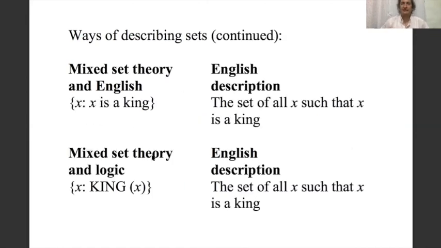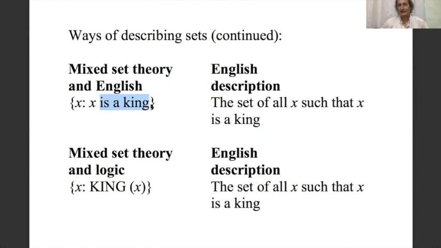In addition to these, we have 2, again, informal ways of describing. They're informal because they're mixing in something with set theory that's not really officially part of set theory. The first one mixes set theory with English. This part, the set of all x such that x, that's the set theory. But this is just English, is a king.